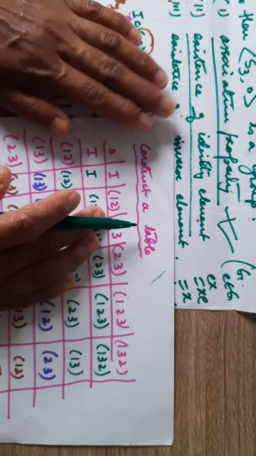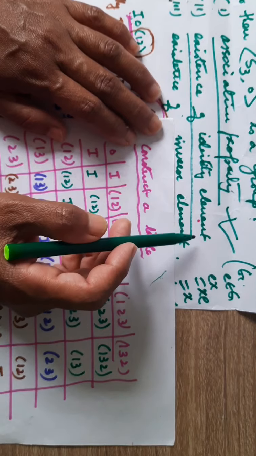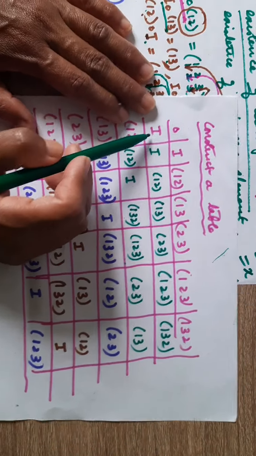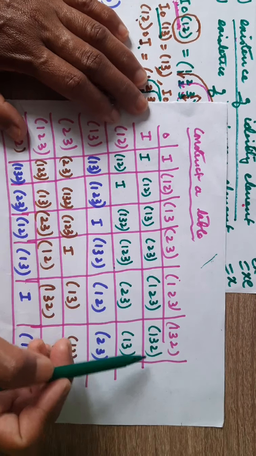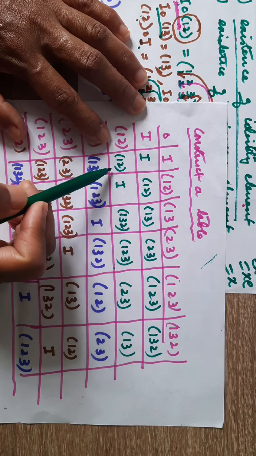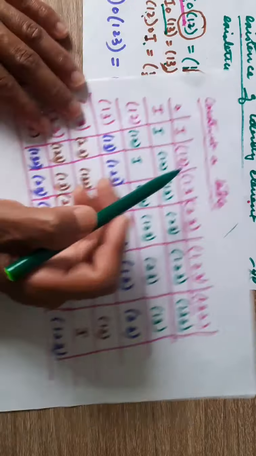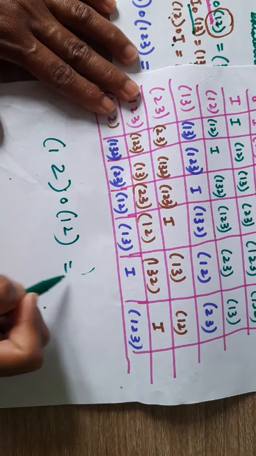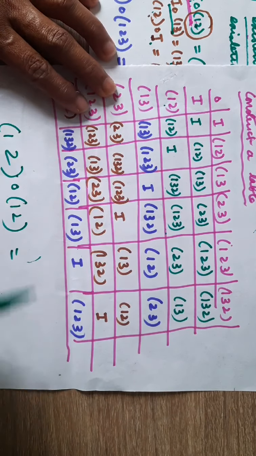Now this will be the table. You can construct a table here to show the existence of the identity element and the existence of the inverse element. So here, I composite 1, 2, that one we are done. Now 1, 2 composite I is 1, 2. Now 1, 2 composite 1, 2: how will you show that 1, 2 composite 1, 2 is equal to I? That means the inverse of 1, 2 is I itself.